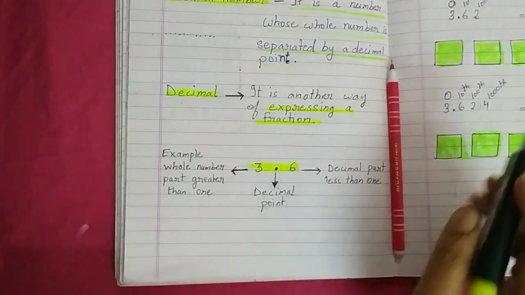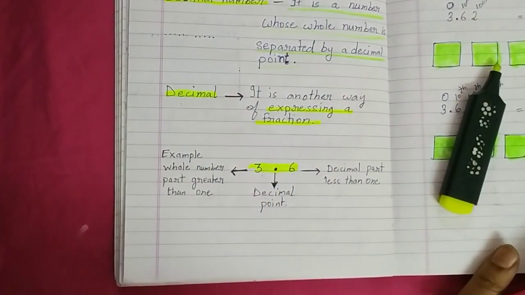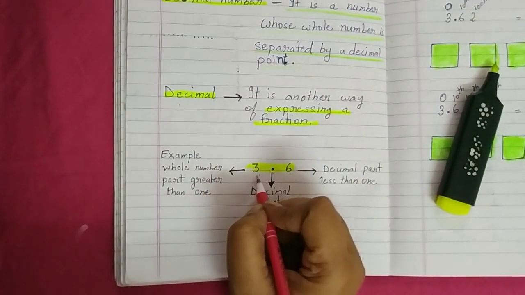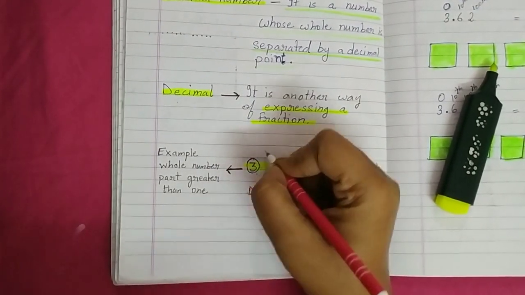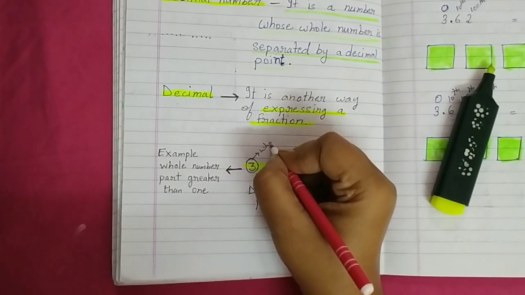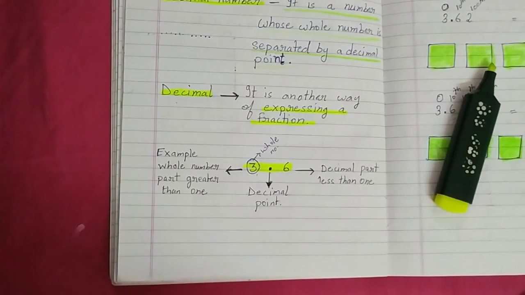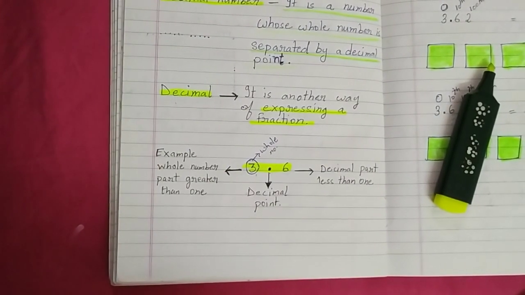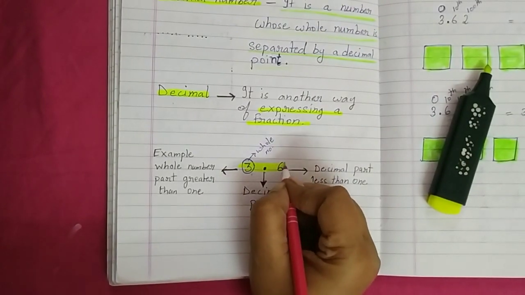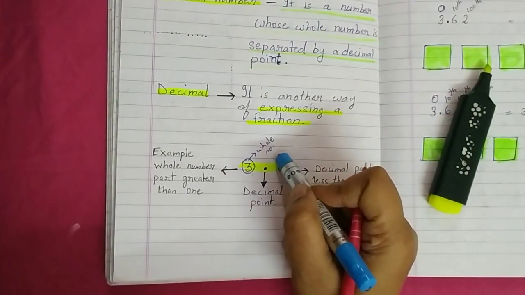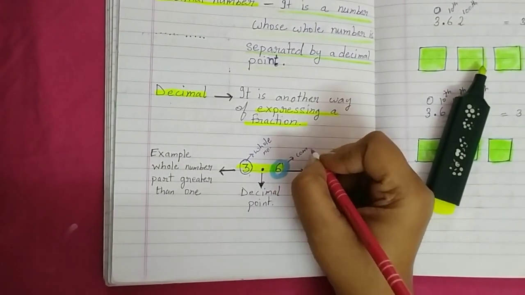3.6. Can you see this number, children? What is the whole number here? 3 is the whole number here. And which part is not complete here? The digit which is given after the decimal, that means this 6. This 6 is not complete. This is not whole.